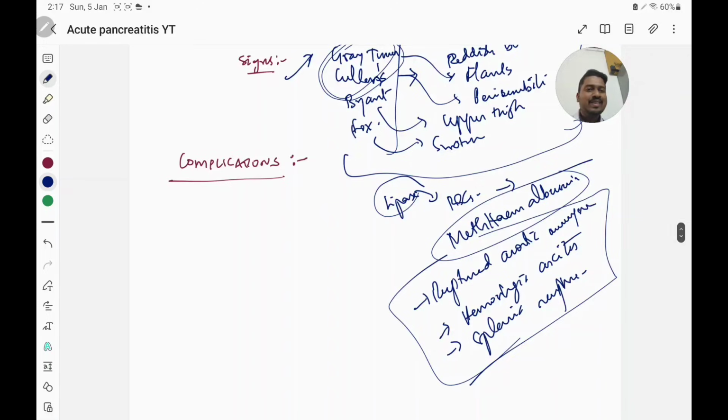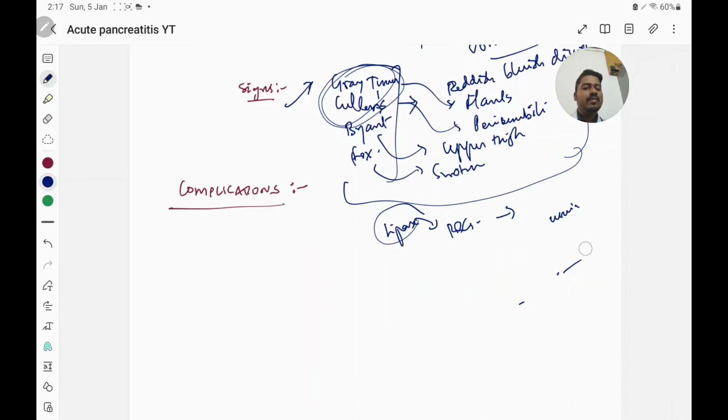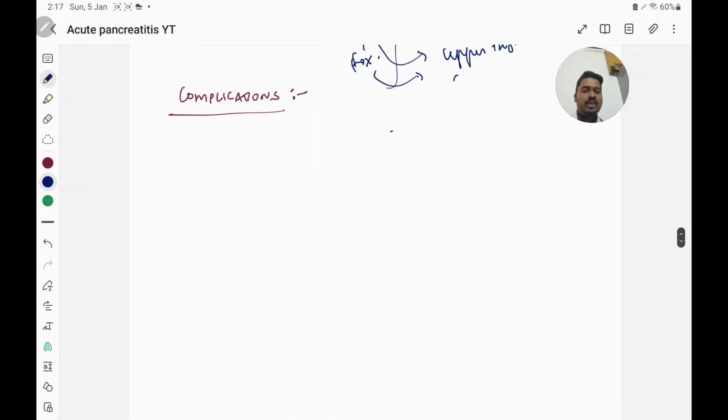you'll be given all these differential diagnoses, and the question will be like in which it is not seen, or in which it can be seen, and multiple choices can be given. That's why you should keep this in mind. It is not very specific to pancreatitis. In other conditions also it can happen. Okay, so now we'll go to complications.